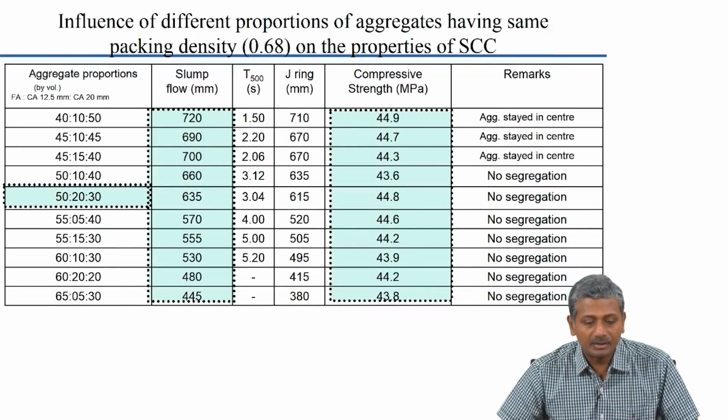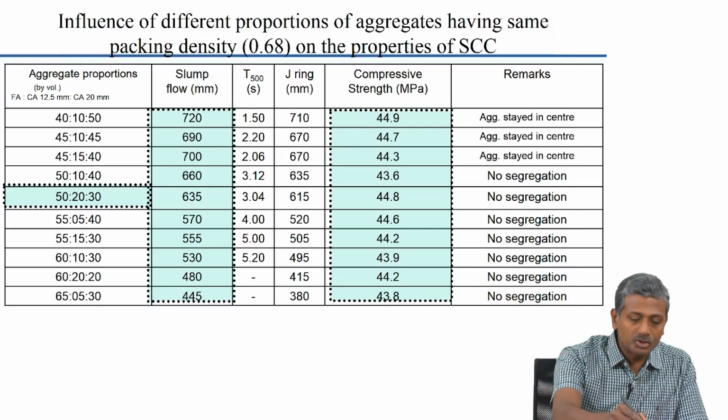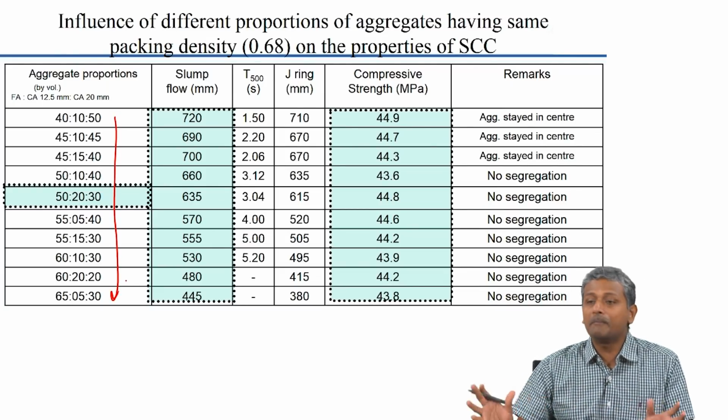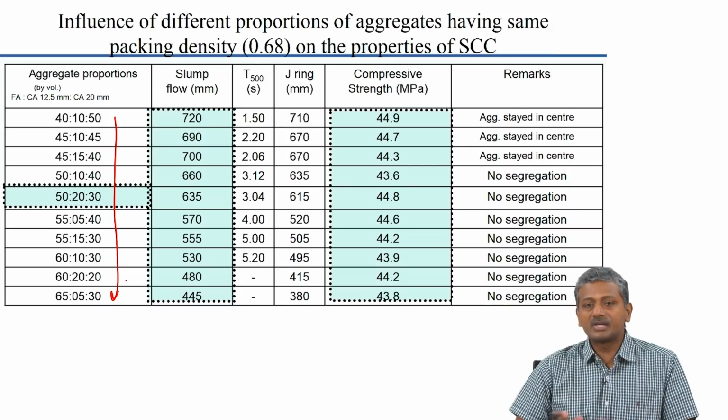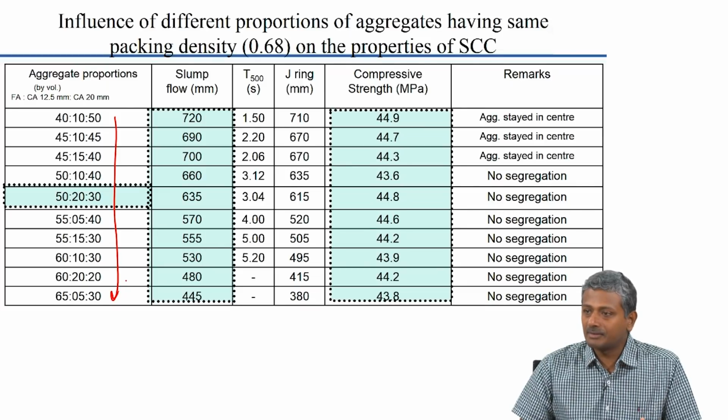So, again we did another test here to see whether the mixture proportions of the aggregates that were giving the same packing density, how was that affecting the properties of the concrete. So, all these mixture proportions were giving the same packing density, okay.